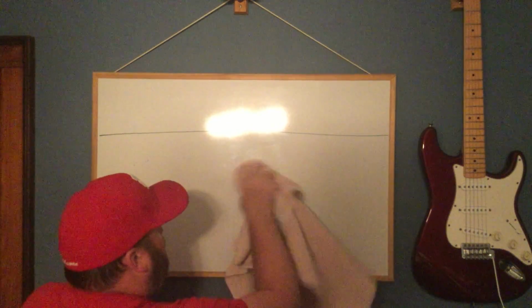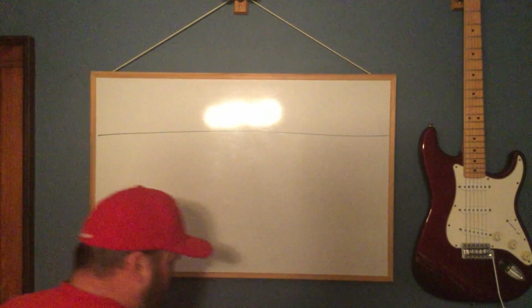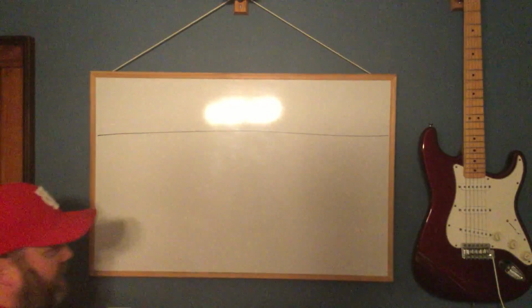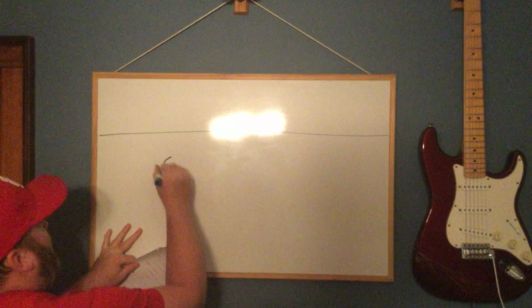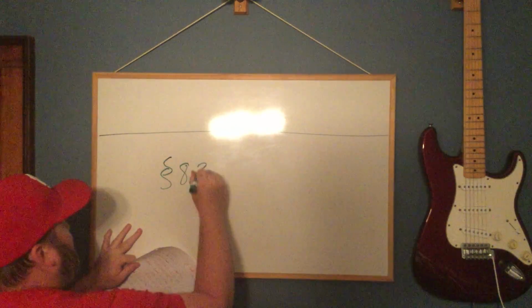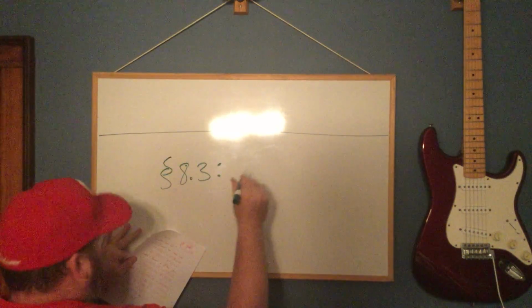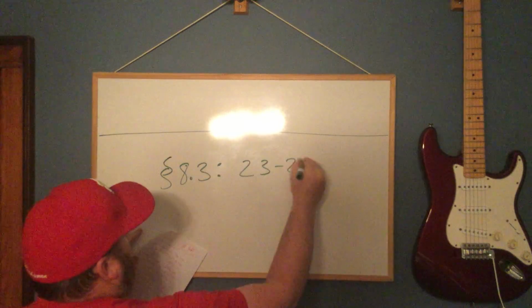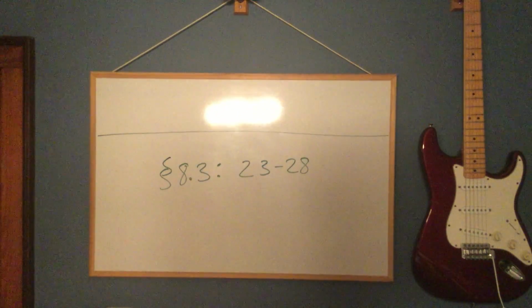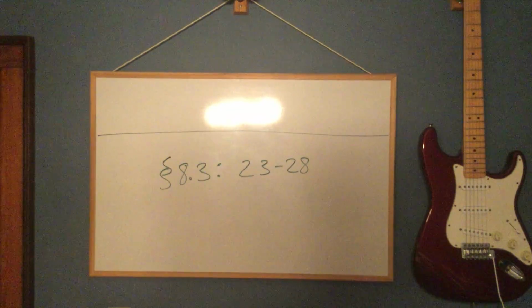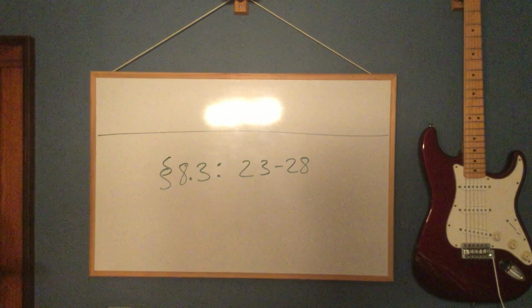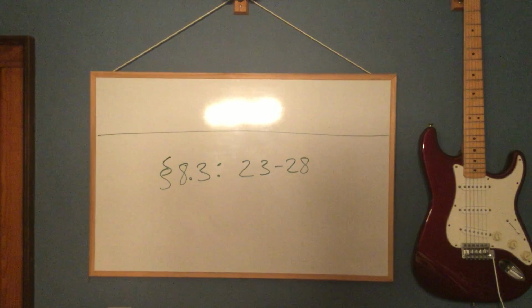Again, this isn't really like a true homework assignment, but what I want you to do, and I'd like you to email me with your answers you get so you can check them, I would try to do some practice problems, section 8.3, 23 through 28. So that's just 6 questions. Try those 6, and if you get through those with no problem, you should be good with this type of question. All right, that's it for section 8.3.